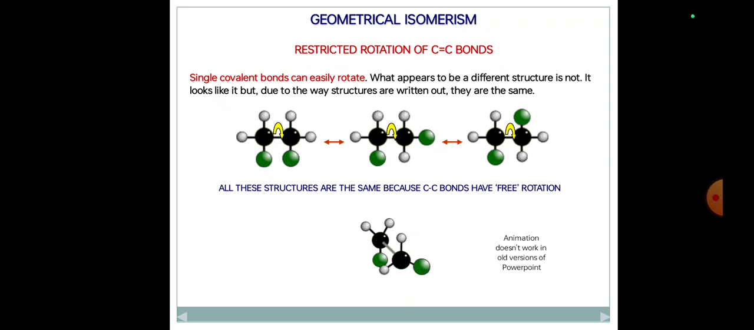Single covalent bonds can easily rotate. What appears to be a different structure is not. It looks like it, but due to the way structures are written out, they are the same. All these structures you can see are the same because the carbon-carbon single bonds have free rotation. As we can see, free rotation is present in the carbon-carbon single bond.